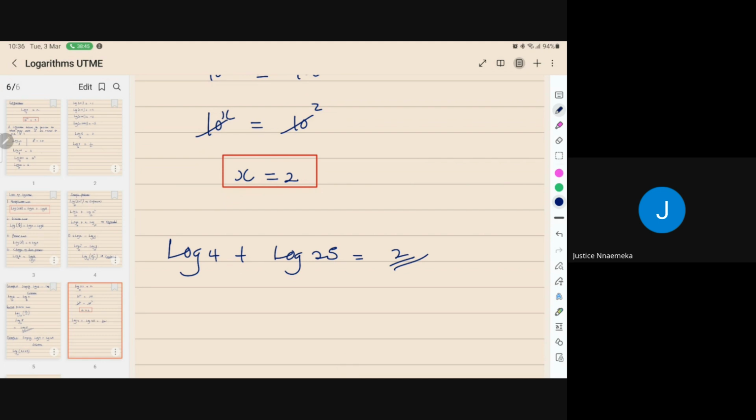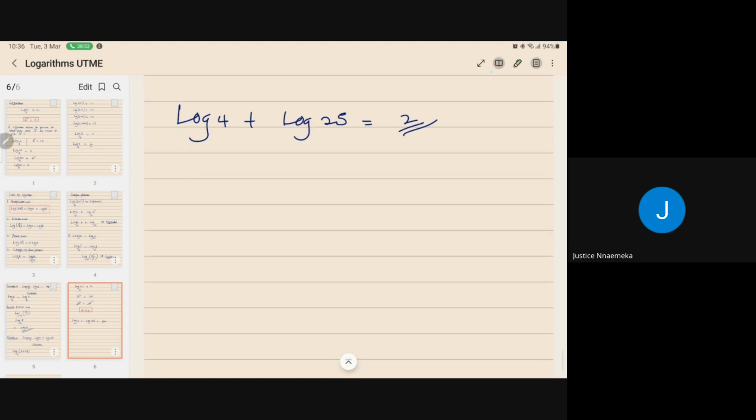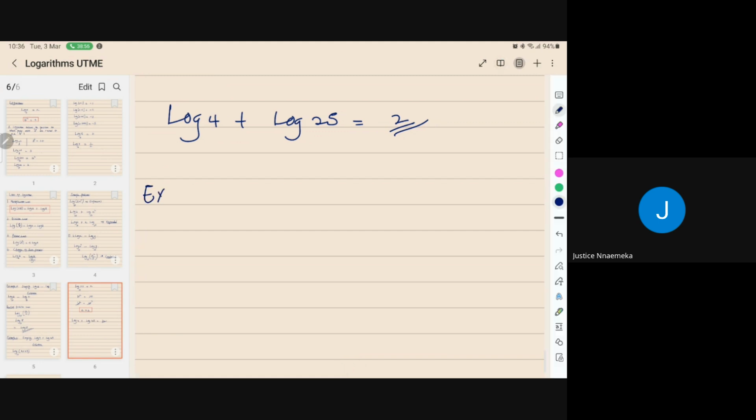Now, the next example we might be looking at, let's see what we can do through that. Let's say we have example 3. This time around, it is condensed. So when it is condensed, you expand. When it is expanded, you condense. So you are going to make use of those laws to either expand or condense. So we have log 2x is equal to 3. You can see that this side is condensed. I'm going to expand it.